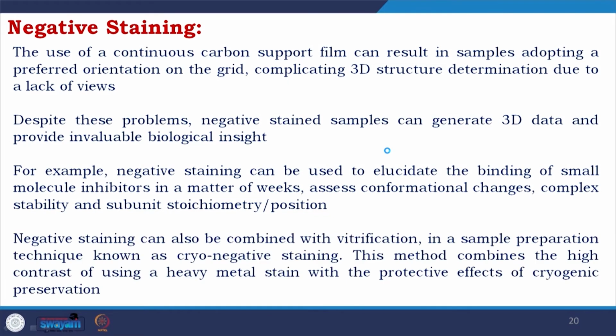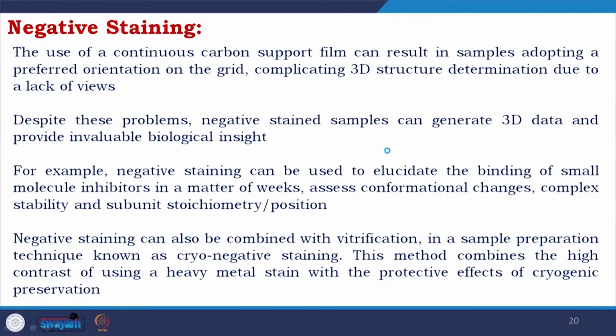Negative staining can also be combined with vitrification. We will talk about that in a sample preparation technique known as cryo negative staining, which we talked about in the general principle. This method combines the high contrast of using a heavy metal stain with the protective effect of cryogenic preservation. So, you use a heavy metal stain, but then you have the low temperature. So, the effect is protected.